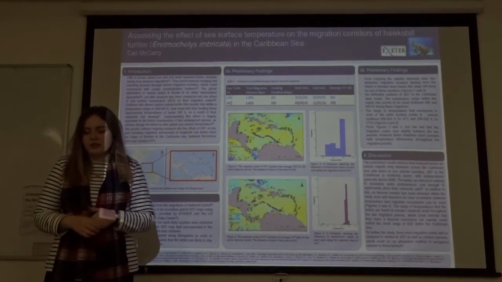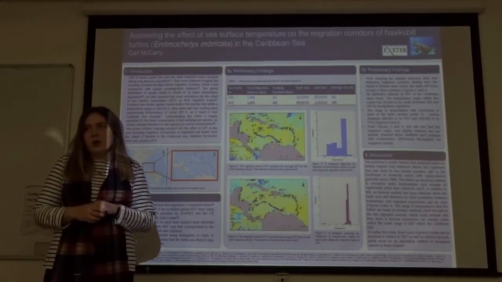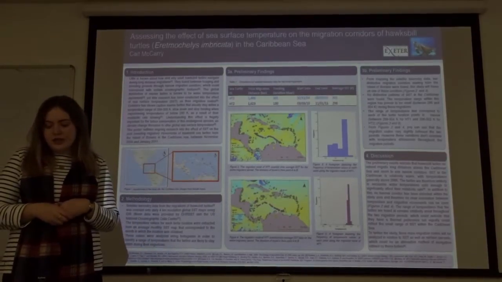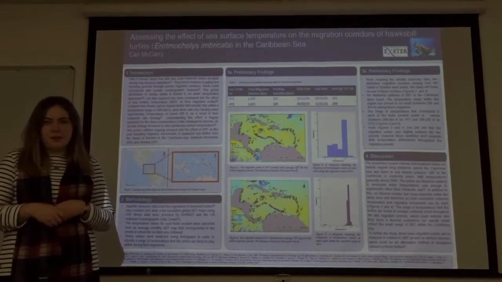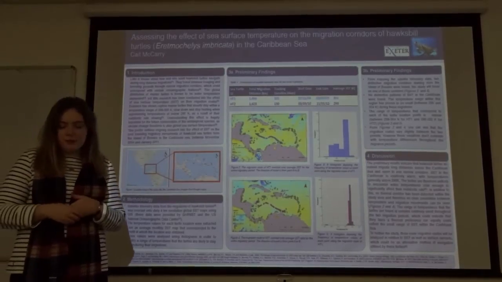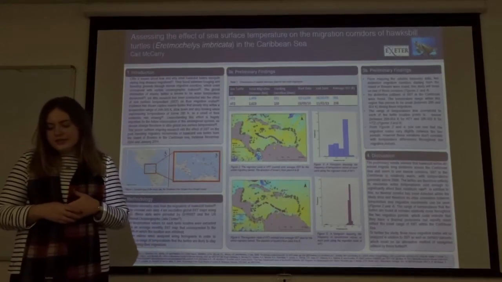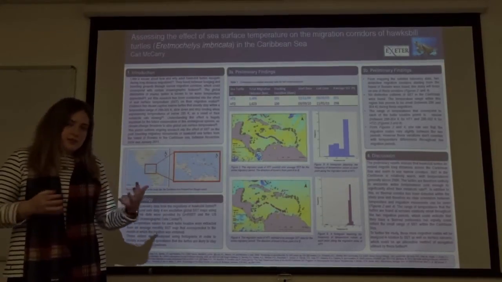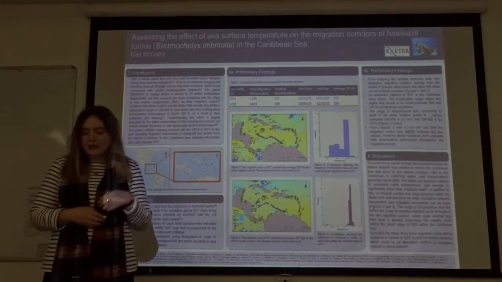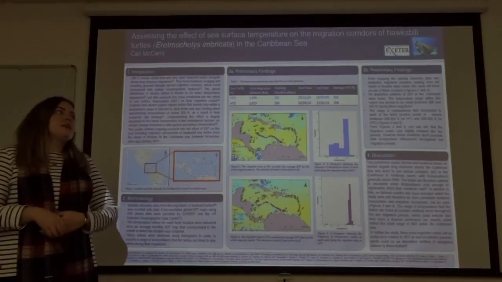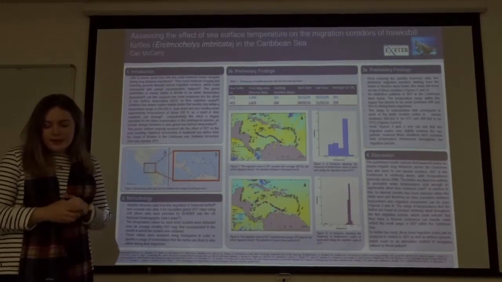Also, evidence has shown that marine turtles that experience very cold temperatures actually suffer from a slowing in their metabolic rate, which reduces their movement and foraging capabilities. So I therefore wanted to see if water temperature or sea surface temperature had an effect on the migratory pathways of post-breeding hawksbill turtles in the Caribbean Sea.